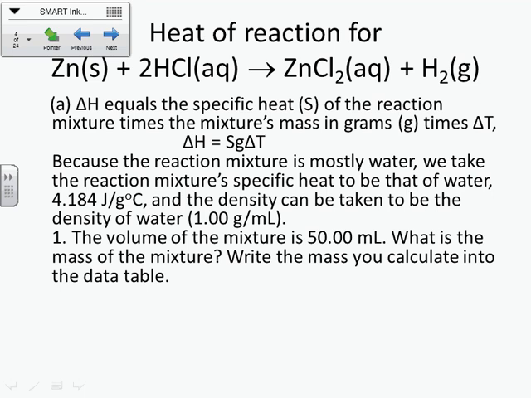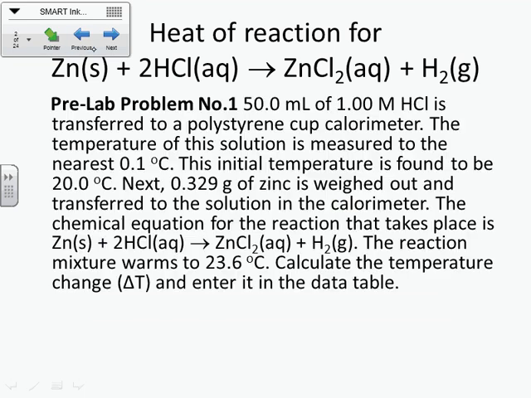Because the reaction mixture is mostly water, we can assume that the specific heat is about 4.184 joules per gram degree Celsius, and the density is about 1.00 grams per milliliter, okay? Now the volume of the mixture is 50 mils, so what's the mass of the mixture? Excuse me. And it says write the mass you calculate into the data table. Let's look back over here just to make sure we know what we're doing. So what is the mass of the mixture now?